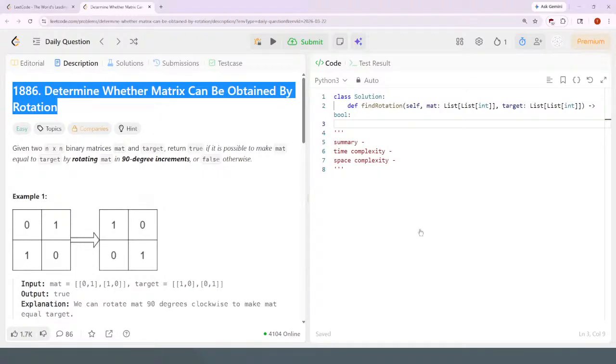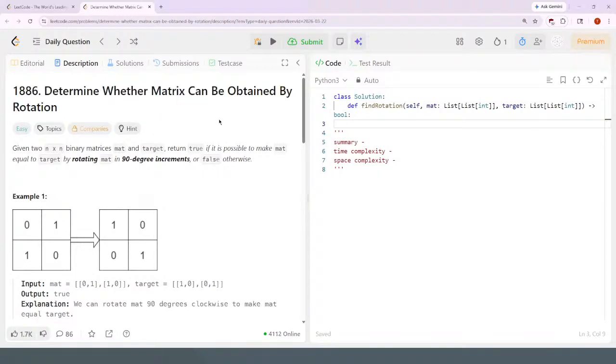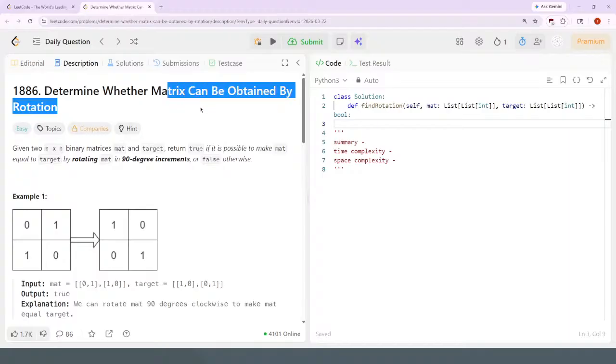Okay. Looks like easy today. Also on matrices, which has been the theme for this month, I feel, or this past week. Determine whether a matrix can be attained by rotation.